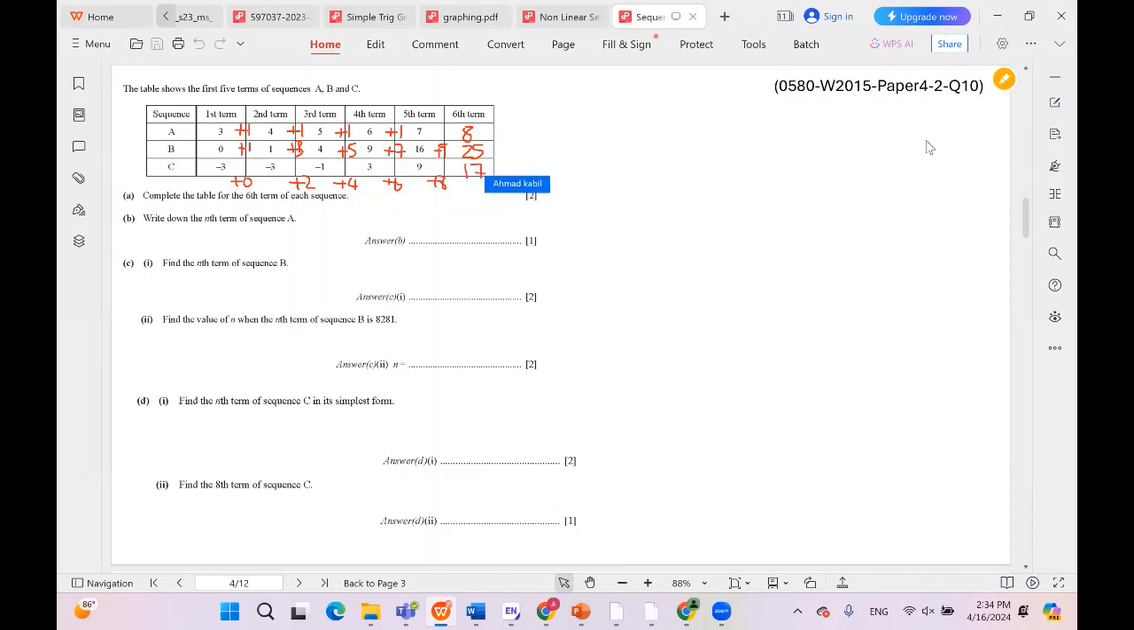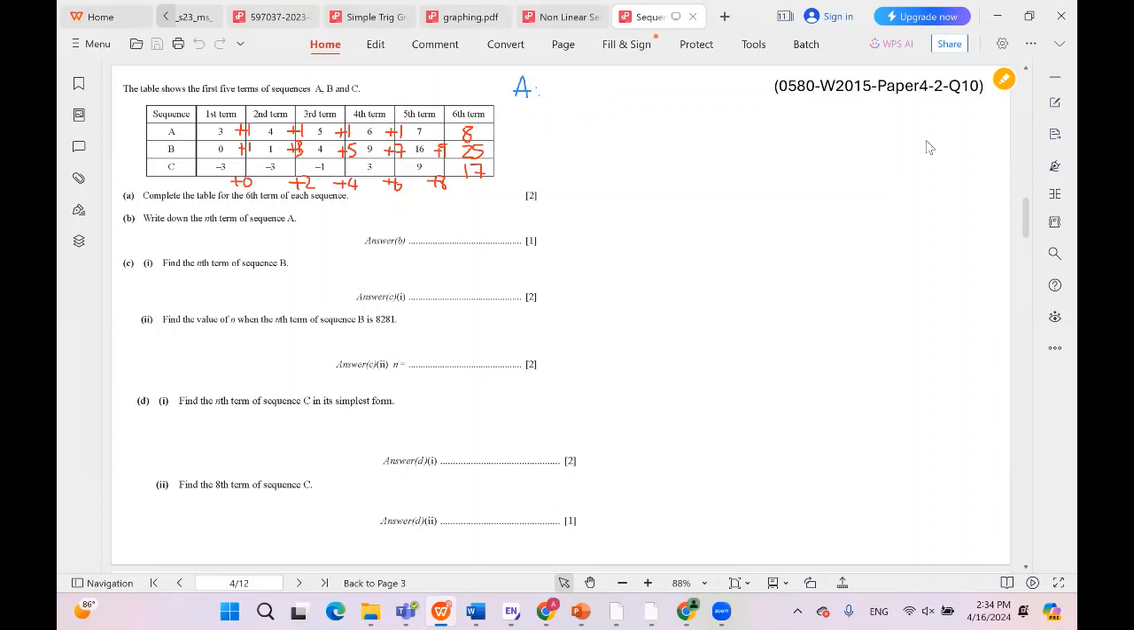If you don't quite understand how I got these numbers and you're more comfortable getting the expressions of the sequences, that would work as well. So it might actually be a good idea to just get the expressions of A and B and C before attempting even to solve the rest of the question. So for sequence A, this is a linear sequence because we have plus 1 in all of the terms.